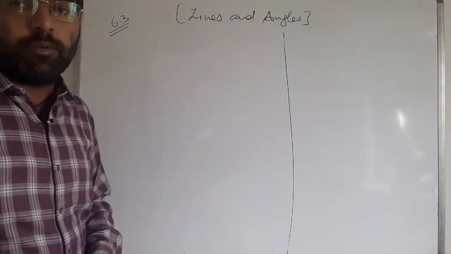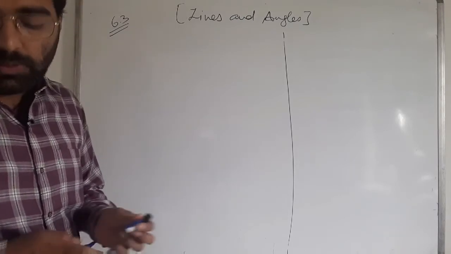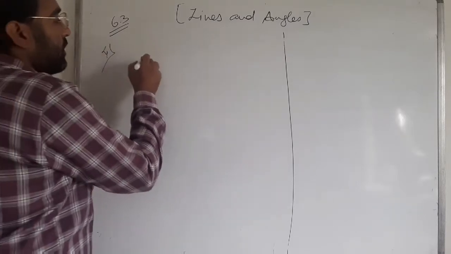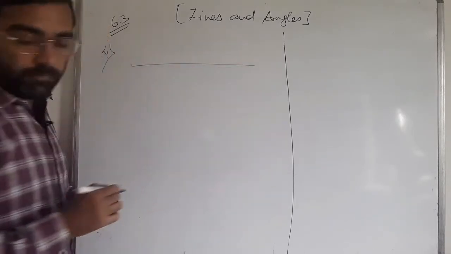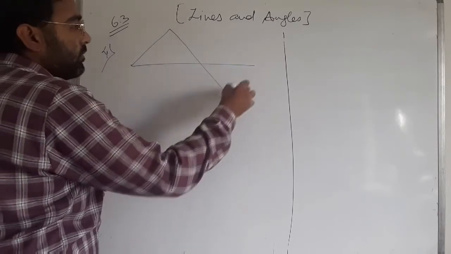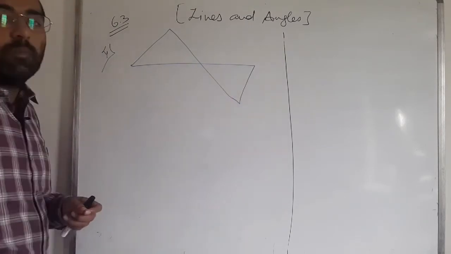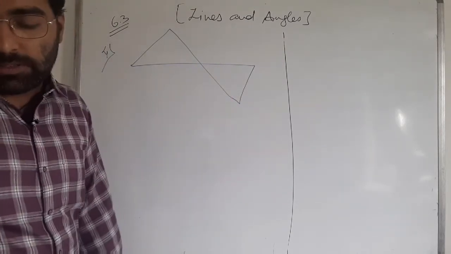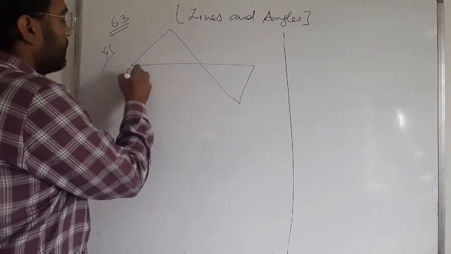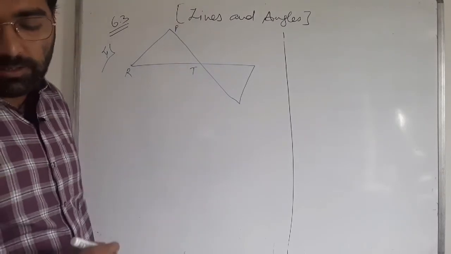In question number 4, a figure is also given. Okay, this kind of figure is given: triangles RPT and TSQ.